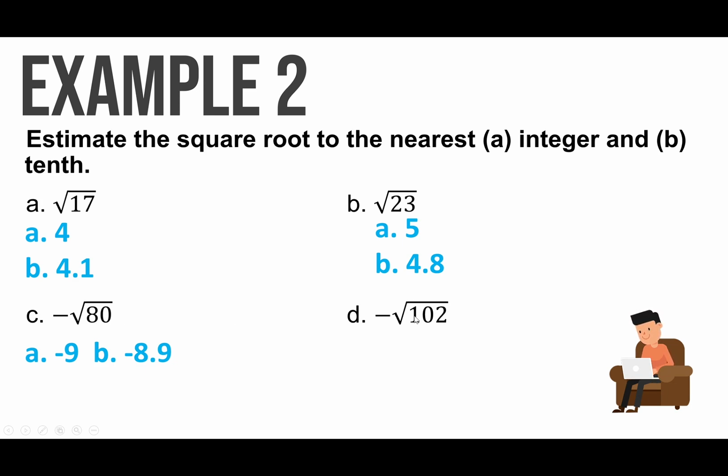And then the final one, you have the square root of 102. What is very close to 102? Oh, it's 100. So 10 times 10 is 100. So our answer is going to be a little bit bigger than 10, right? So negative 10 or negative 10.1. Okay, is this okay? Cool?